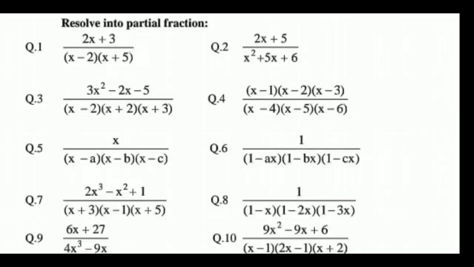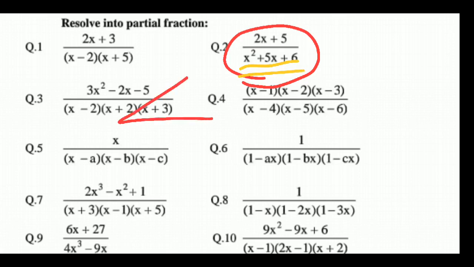Now for this problem number 2, you see here there is given (2x + 5) divided by (x² + 5x + 6). Now you see the denominator is in the form of a quadratic equation. First of all, you have to solve this quadratic equation by the factorization method.